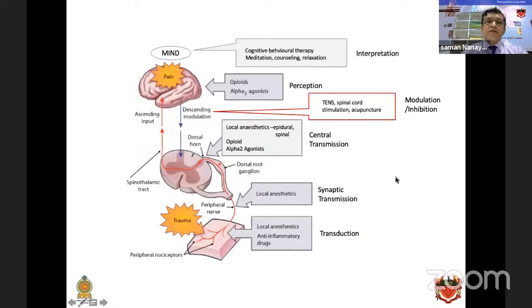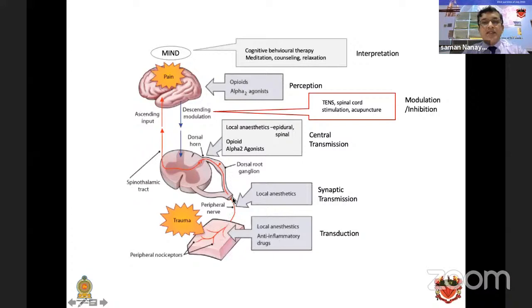Right, so this is a diagram reminding you how pain is felt. At the bottom you can see free nerve endings, which are the receptors for pain. This is at the periphery, and this is called transduction. The tissue damage will be felt as nociception, and local anesthetics and anti-inflammatory drugs can work here.